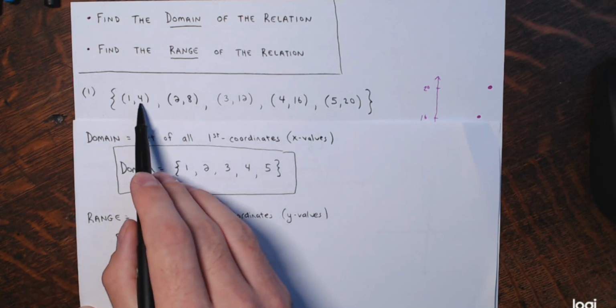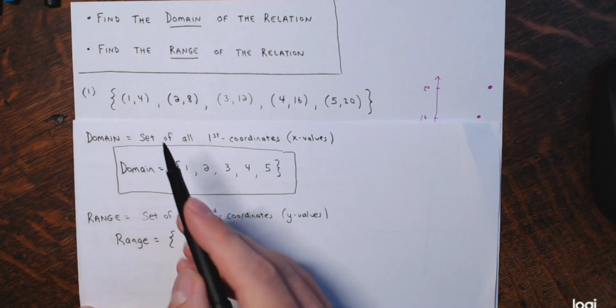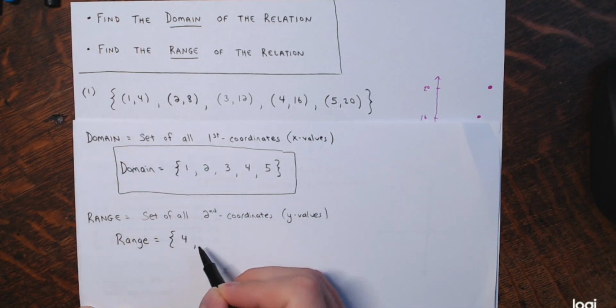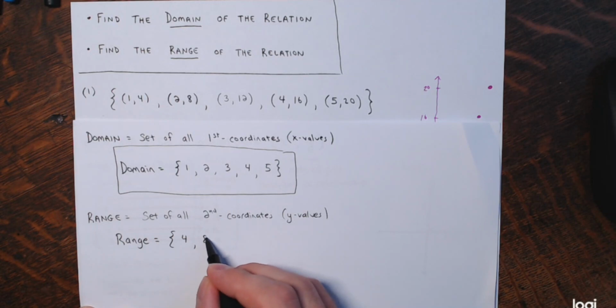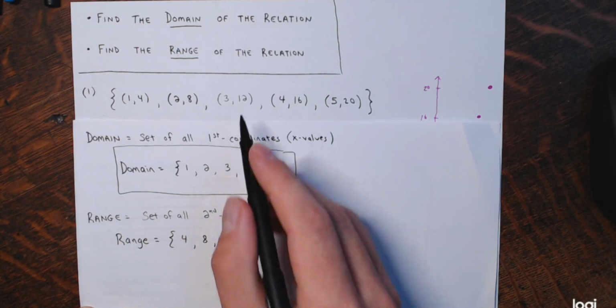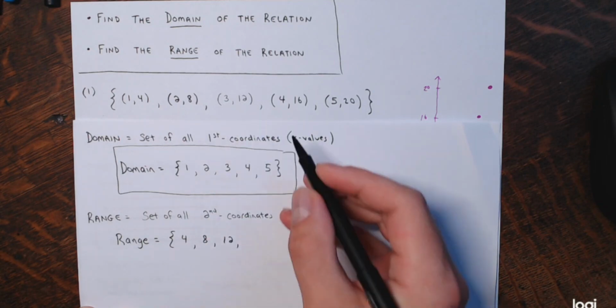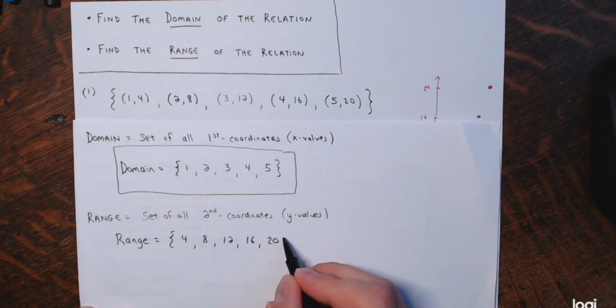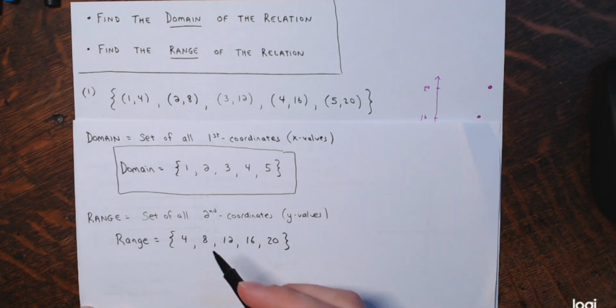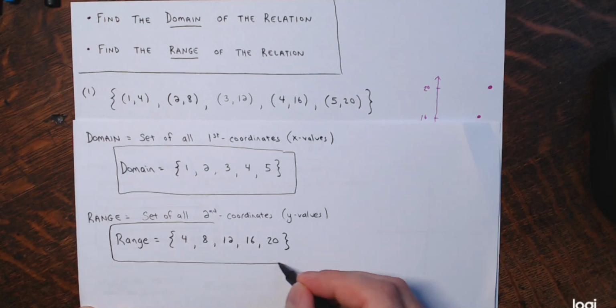So this first ordered pair here has a y coordinate of 4, so 4 is an element of the range, comma. The next ordered pair has a second coordinate, or a y coordinate, of 8, so 8 is the next element of the range. And then 12, and then 16, and then 20. And then close the braces, and here you go. There is the range.